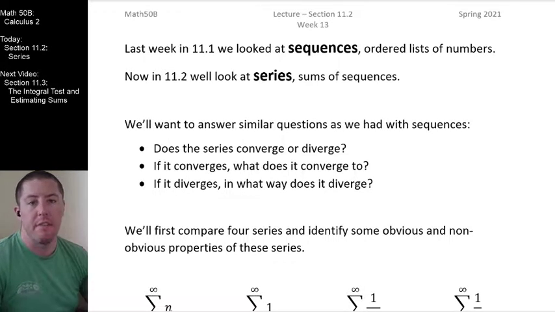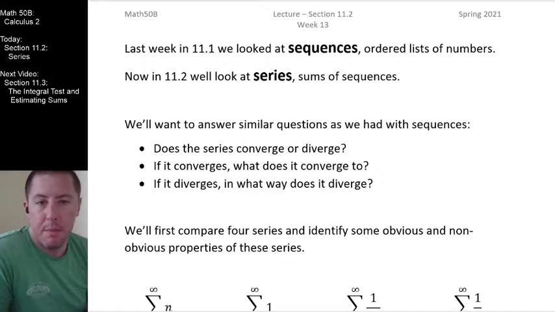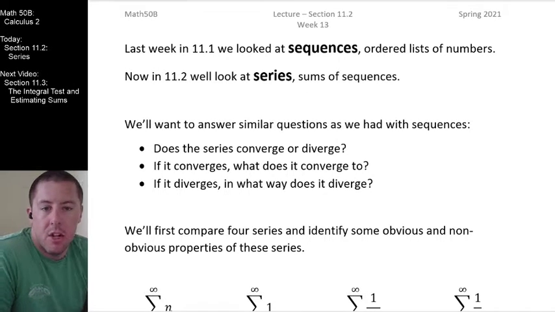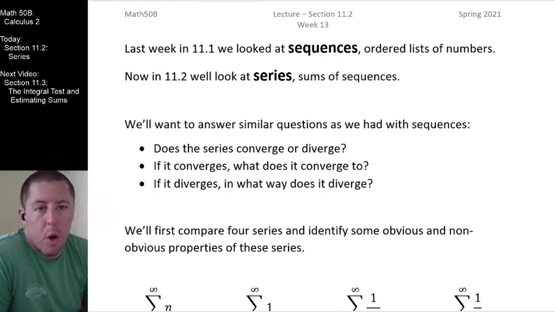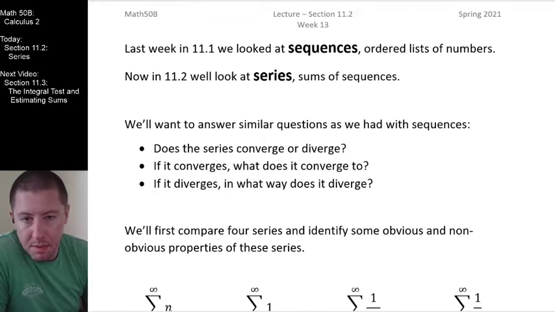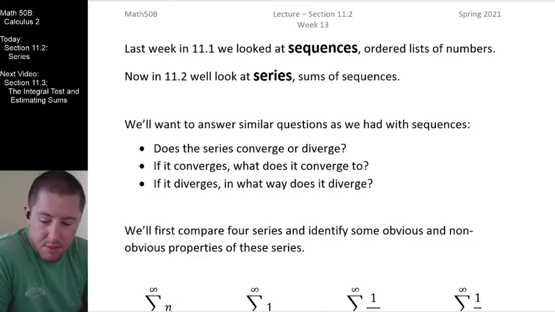Today we're going to look at section 11.2, which means that we're going to be looking at series today. In our last section, we looked at sequences, which were ordered lists of numbers. Today we're going to look at series, which is just a sum of a sequence. It's a sum of that ordered list of numbers. So very, very closely related. One is the list, the other is the sum of the list. So today we're looking at the sums of those lists that we looked at in the previous section.